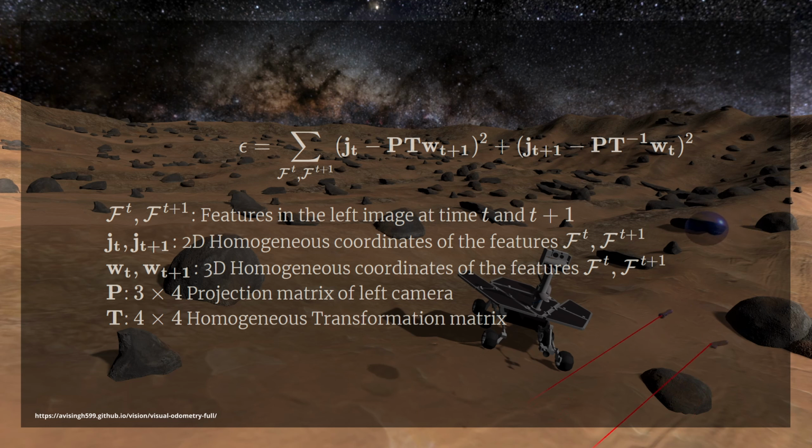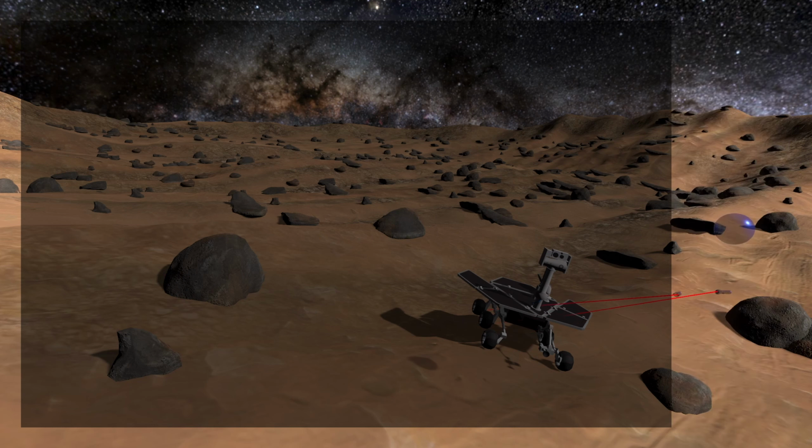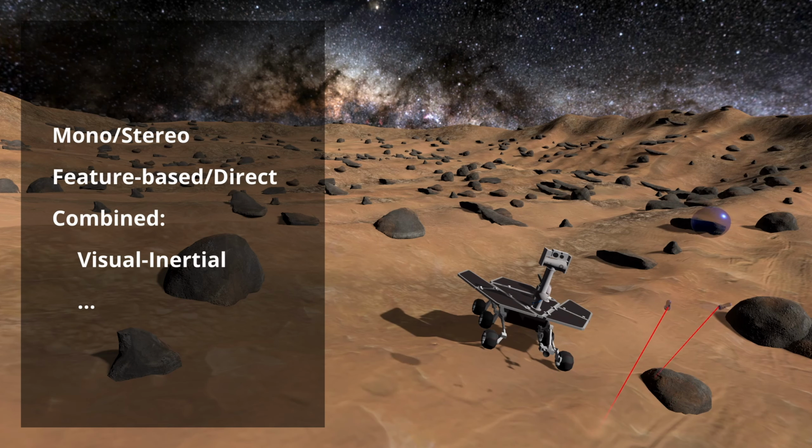And this basically just takes as an input our two consecutive feature sets and the variables for the transformation, and it spits out the values which best minimize the error from the reprojection. And this basically gives us a matrix which describes the transformation in the last frame. And if we combine all of these transformations together from all of the frames, we get a path of the motion. So what we've looked at so far is basically feature-based visual odometry for monocular or stereo cameras.